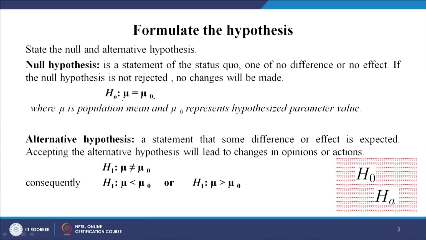So, in this case, if you see, there are two things: one is mu, which is the population mean, and mu 0 is a hypothesized parameter value. When I explain the one sample test, you are comparing the sample mean with a hypothesized population mean, and you try to see whether a significant difference exists or it does not exist.